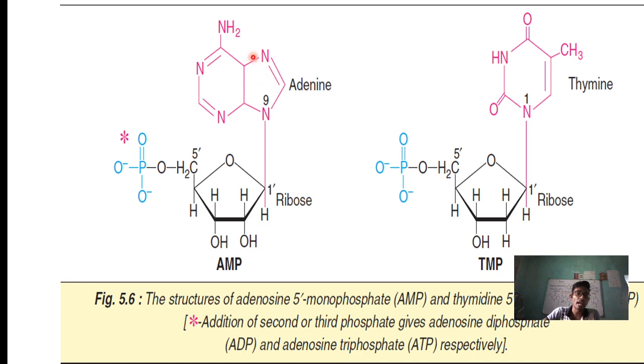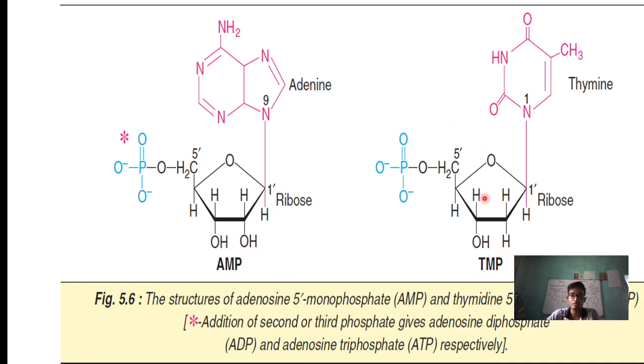Here you can see this is the adenine structure, and this adenine is attached with this sugar. This is called ribose sugar. This ribose sugar is attached at the 1 prime. So adenine attached at its N9 position will be attached with the ribose 1 prime position. When adenine is attached to ribose, it is called adenosine, and the phosphate is attached at the 5 prime, so it is called adenosine 5 prime monophosphate.